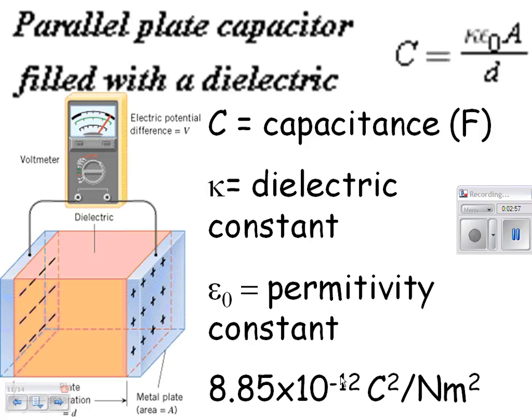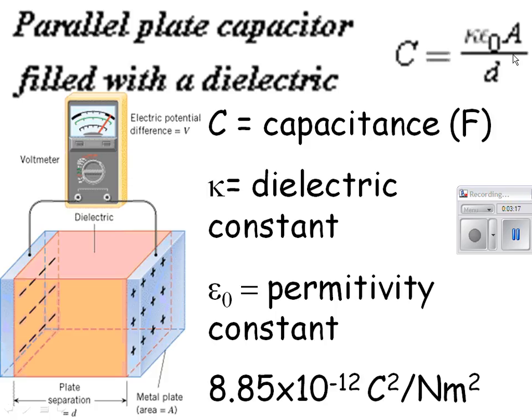This is just a constant. It's always this value, epsilon naught. So our equation here has the kappa for the dielectric constant, the epsilon naught is the permittivity constant, the A is the area of the plates, that's in meters squared, and D is the distance between the two plates.